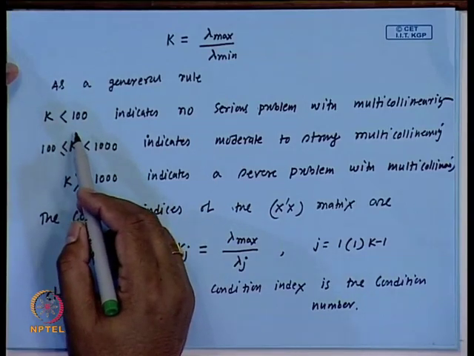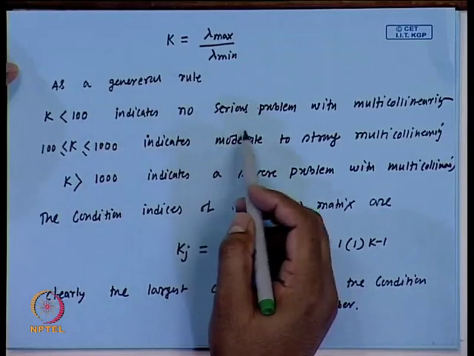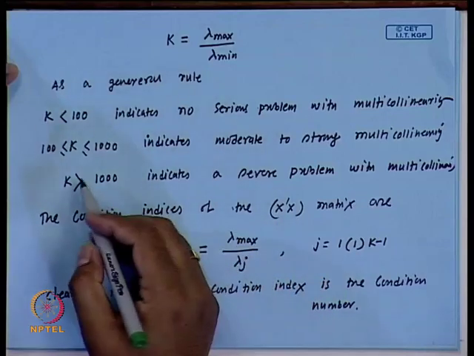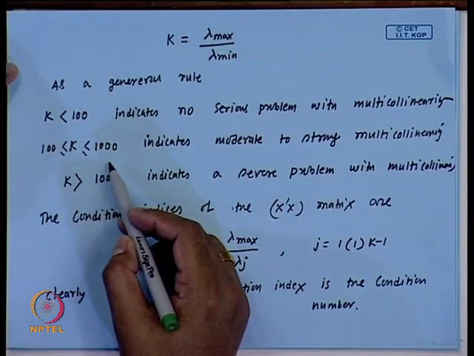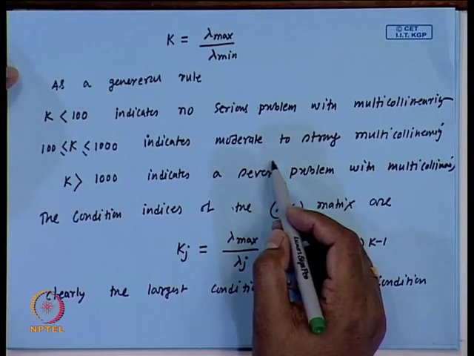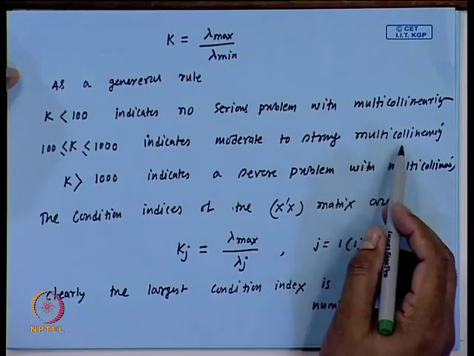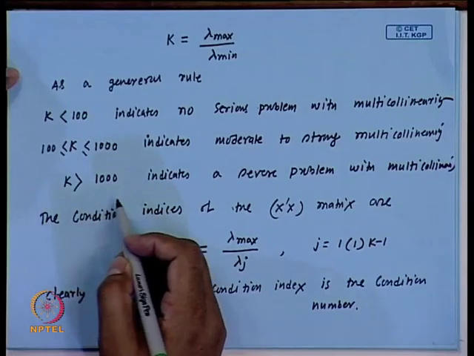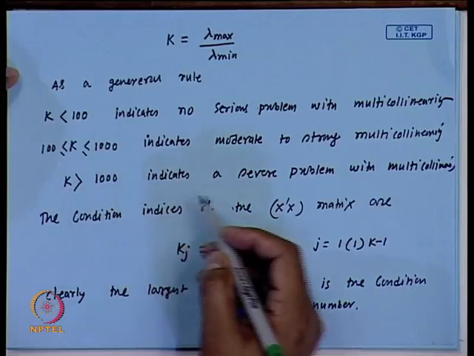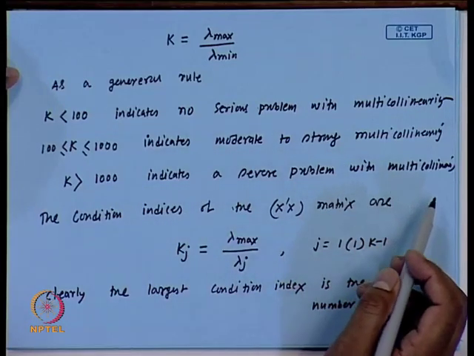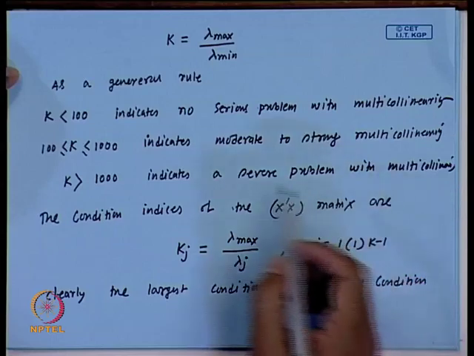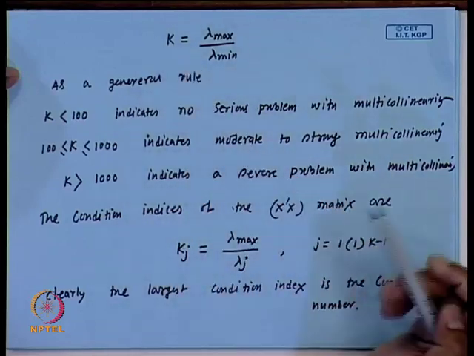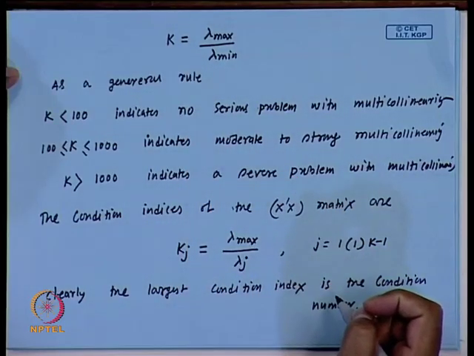If k is less than 100, then that indicates no serious problem with multicollinearity. If k is between 100 and 1000, then that indicates moderate to strong multicollinearity. But if k is greater than 1000, then that indicates a severe problem with multicollinearity. Okay, so this is how the condition number is used to detect multicollinearity.